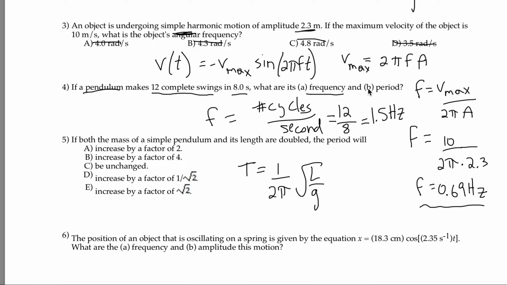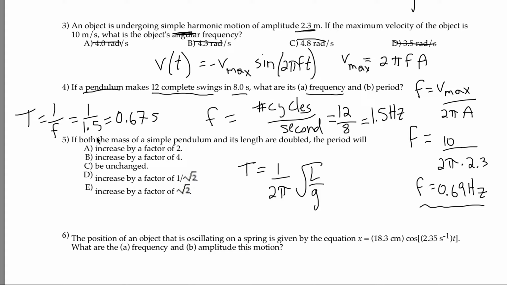And then, if we're looking for period, well, we know that the period is equal to 1 over the frequency. So we just have to do 1 divided by 1.5, and we'll get 0.67 seconds. So this makes sense that if it does 12 swings in 8 seconds, then the time that it takes for one swing is going to be less than a second. It's going to be 0.67 seconds. And that's the definition of the period, the time for one complete cycle.